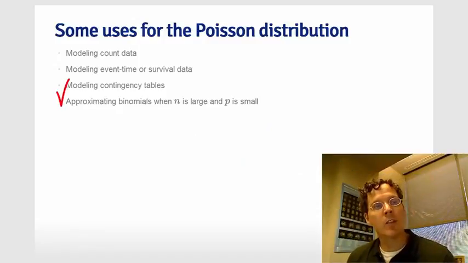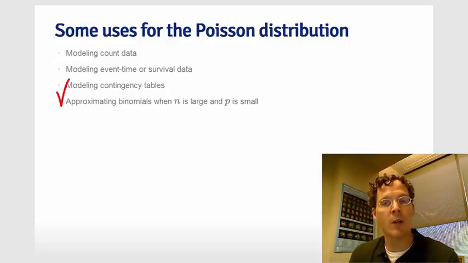A final instance where the Poisson is used, and this is done so commonly it's not even really stated as people are doing it, is in instances where you have a binomial, but n is very large and p is very small. This, for example, happens very commonly in the field of epidemiology.